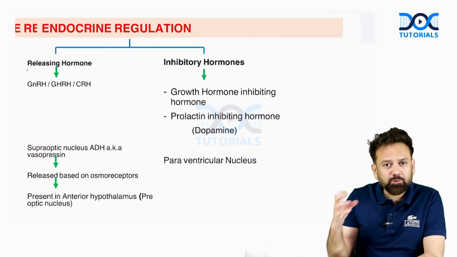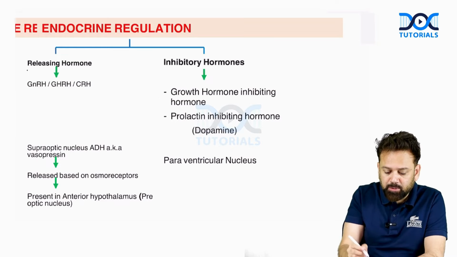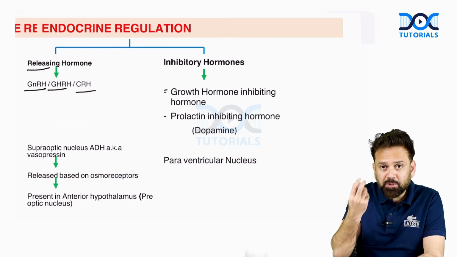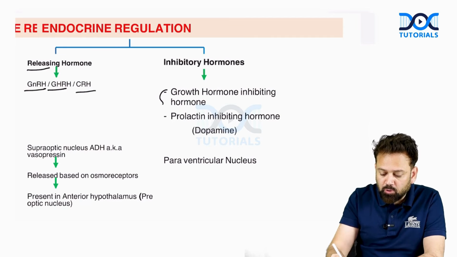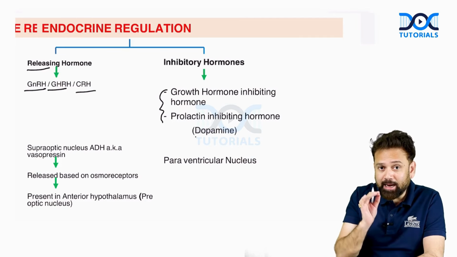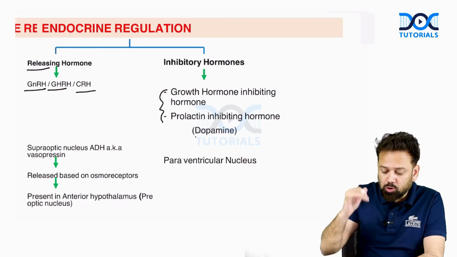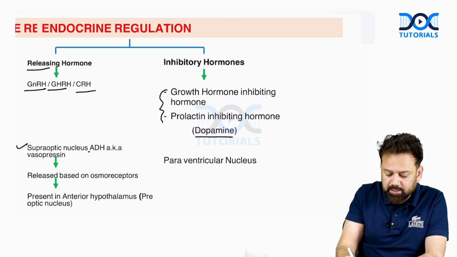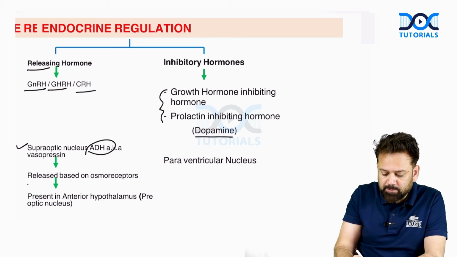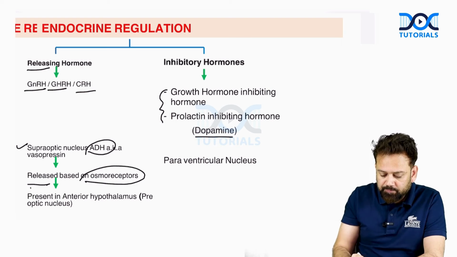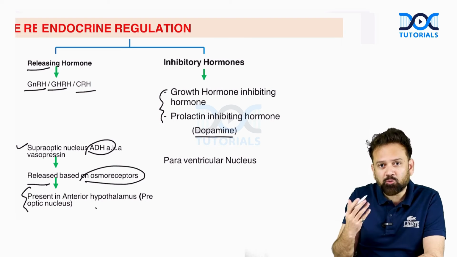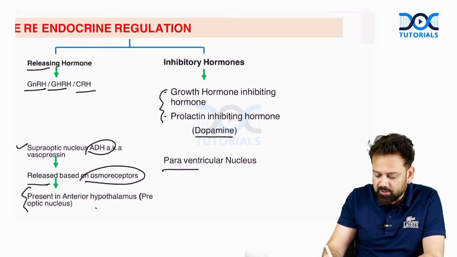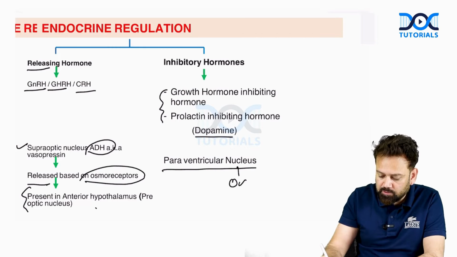Now, hypothalamus also regulates endocrine. For example, releasing hormones GnRH, GHRH, CRH. Inhibitory hormones are 2: growth hormone inhibitory hormone and prolactin inhibitory hormone, which is also called dopamine. Then supraoptic can form ADH, and the osmoreceptors are present on the anterior nucleus. According to that only, ADH will be released. Then paraventricular nucleus can release oxytocin.